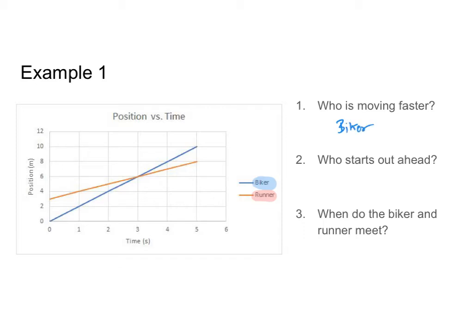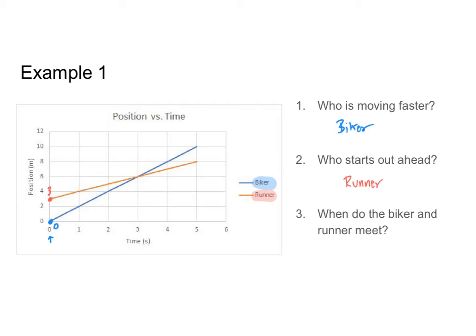Our second question asks who starts out ahead. To do that, instead of looking at slopes, we're going to look at our y-intercept. So the biker starts out here at 0, while our runner starts all the way up at 3. So that means that our runner starts out ahead of the biker.